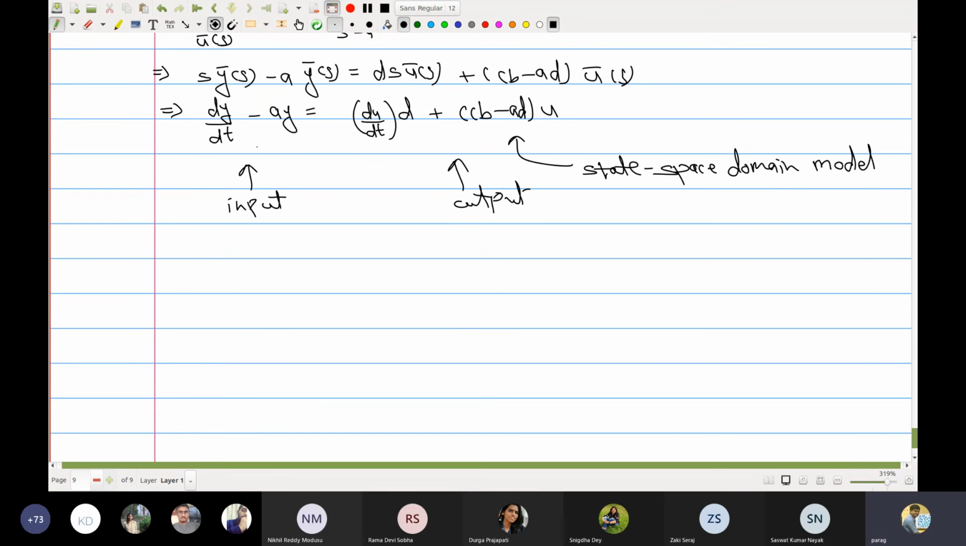Okay, so let's see. Yes. Sir, I have a question. Whenever we convert from state space domain to transfer domain, we always assume that the initial conditions are zero. That means initial conditions are homogeneous. So what if they are not zero? Then we'll not be able to write it in this form, y bar s by u bar s.